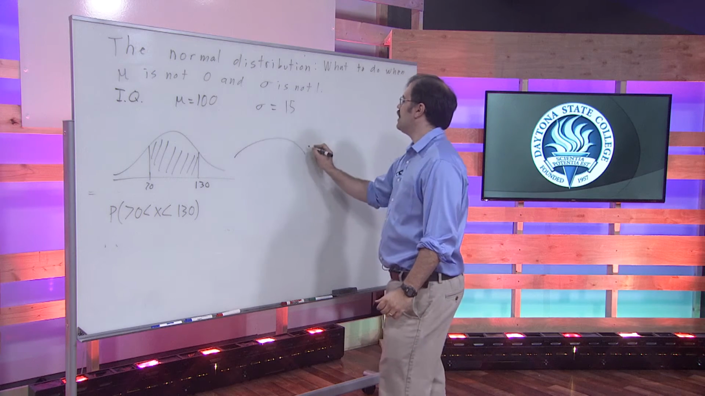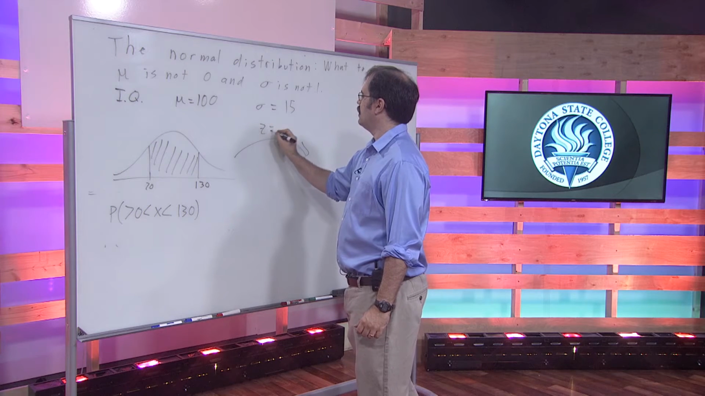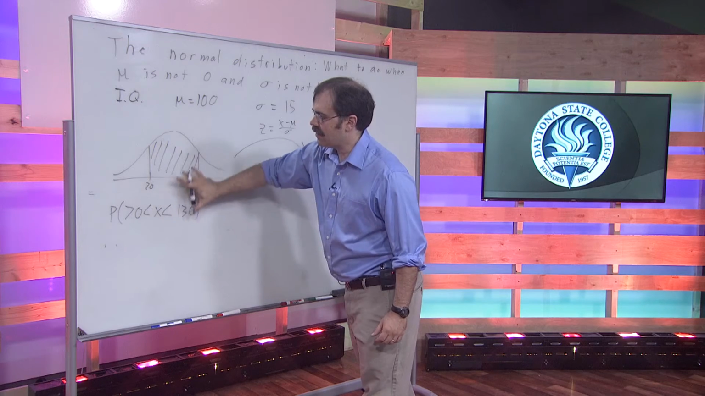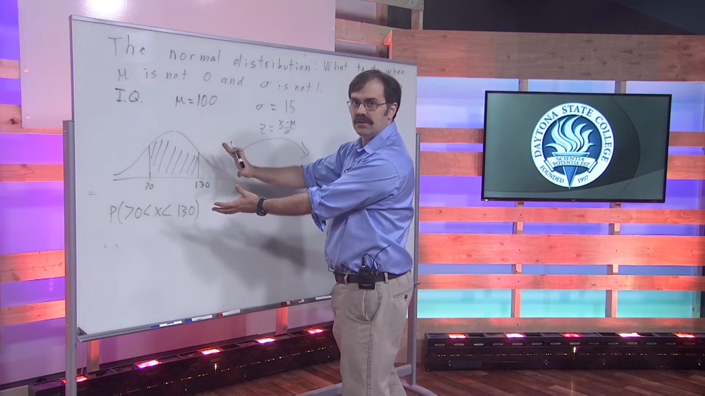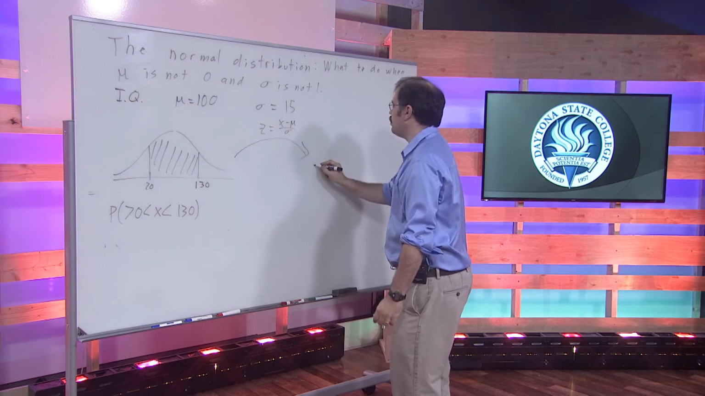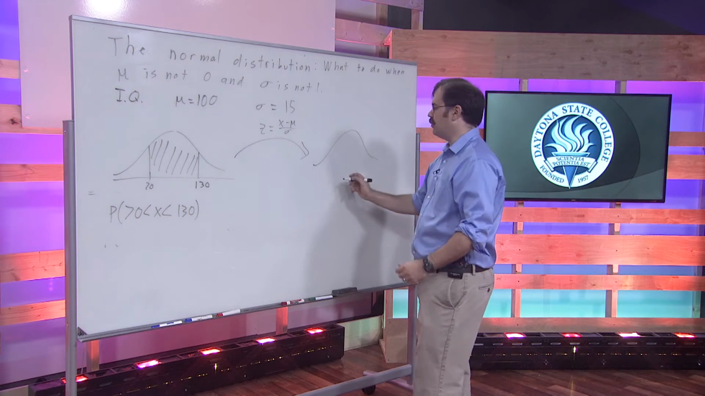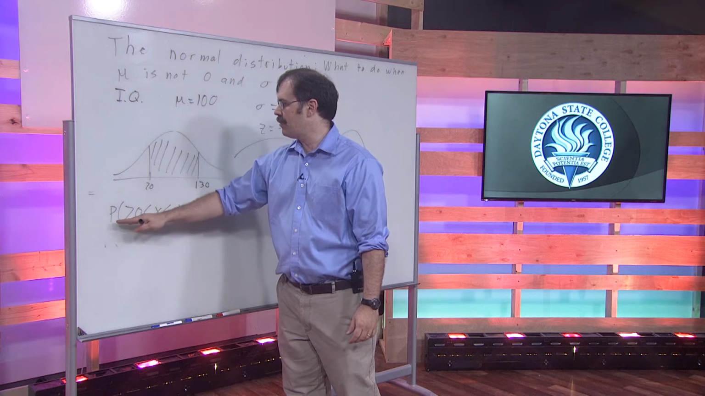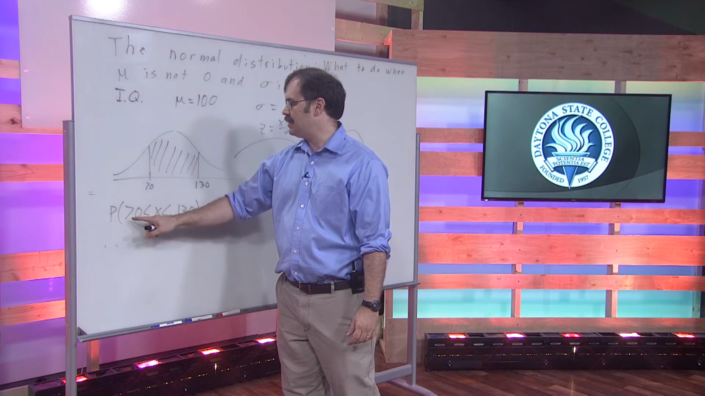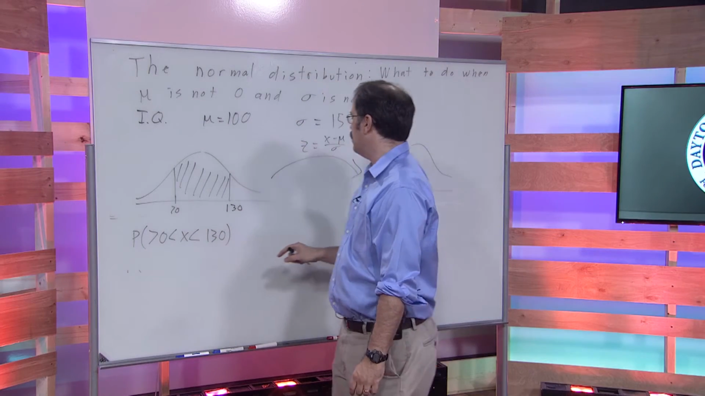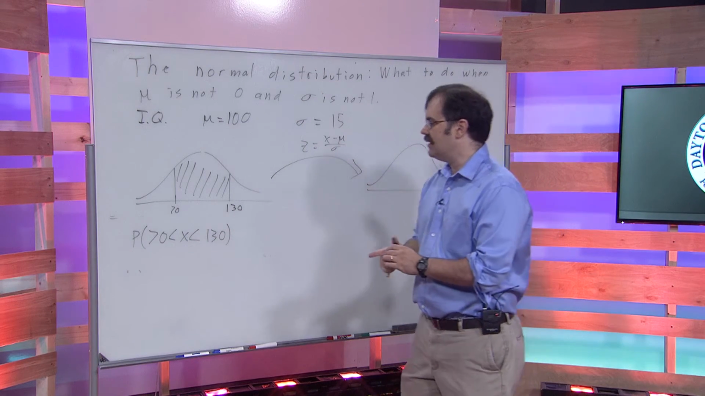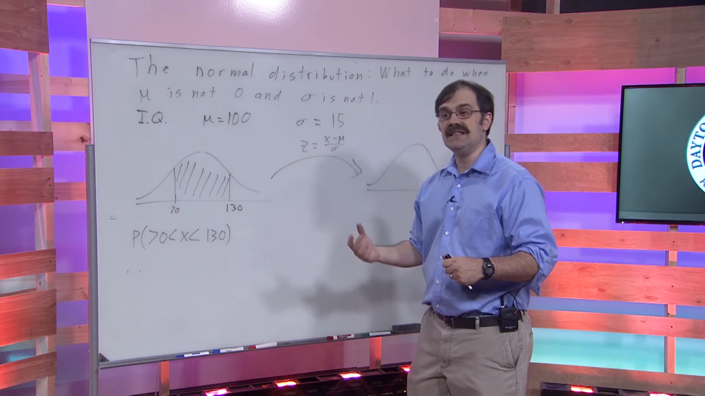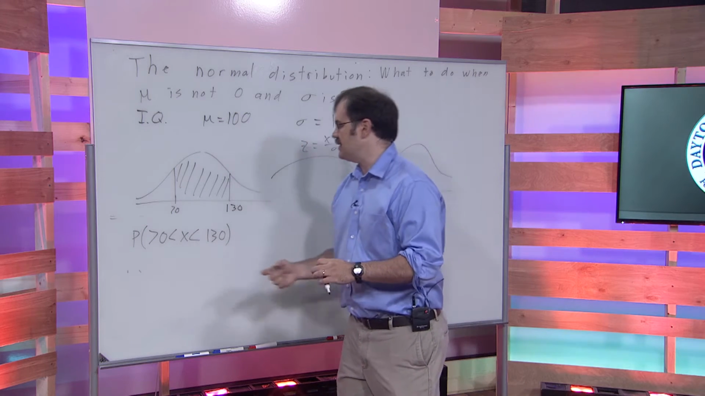We're going to use the z-score to convert from the problem where we have a normal distribution into a problem where we have the standard normal distribution. So let's look at this. We want the probability that the x value is between 70 and 130. So in the previous case, we had to just convert one number to a z-score. In this case, we've got to convert two numbers to a z-score.